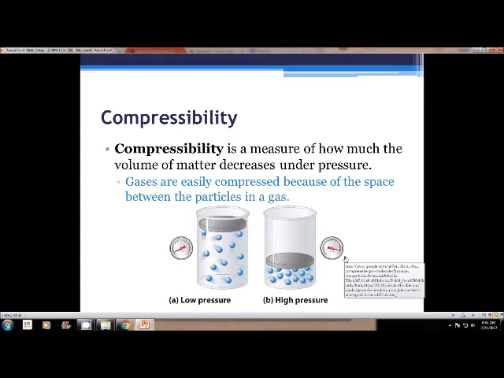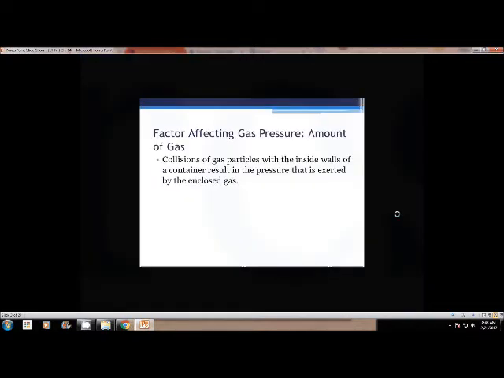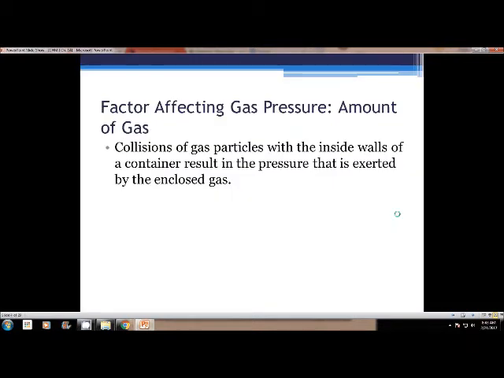So this picture shows how if you have some particles and they're in a lot of volume, a lot of space to move, they can just move around. It's low pressure compared to when you compress it down, so you reduce the amount of volume that it can move around in, and that makes a higher pressure. Pressure is measured by collisions of the particles.